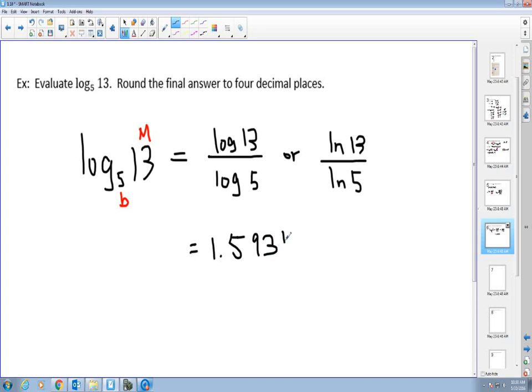Alright, so in calculus you will see this base e from time to time, okay?